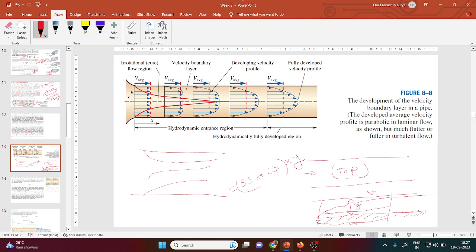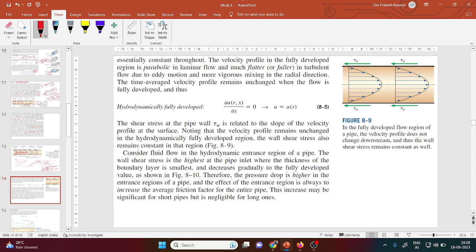Some naming is there: the irrotational flow or the core flow region. Whatever is inside this is the core flow region. So you always remember what the core flow region is. After that, you will see here this is the boundary layer. If this is a pipe and this is the boundary layer, after a certain distance the boundary layer remains the same. There is no change. Similarly, it will happen in the open channel case or everywhere. So now we'll move on to the next.